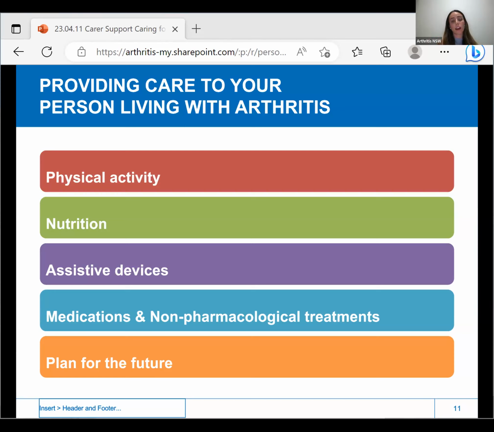Later on in the seminar, I've got a section where I will talk a little bit about the different government-funded schemes that are available and how they might be appropriate for you and your loved ones. So the provision of care can really change over the years, and particularly more in the advanced stages of the condition. So what we want to make sure you take away from today is some strategies that can really help equip you for that longer term management.